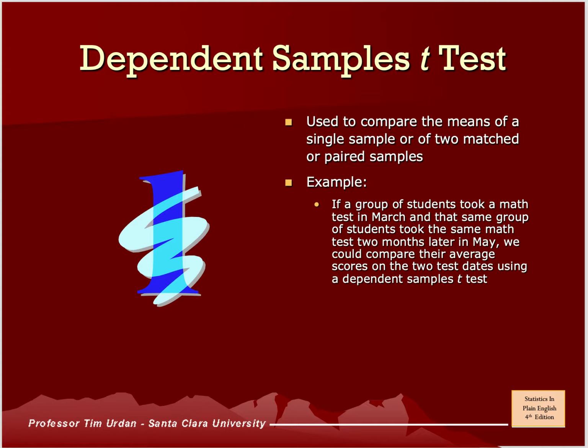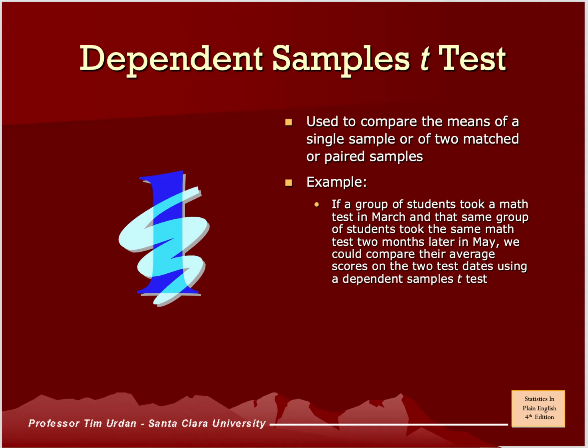The dependent samples t-test can be a little bit less challenging for some learners. It's used to compare the means of a single sample or two matched or paired samples. An example of this would be students that took a math test in March, and then the same group took the same test 2 months later, like a pre-test and a post-test.